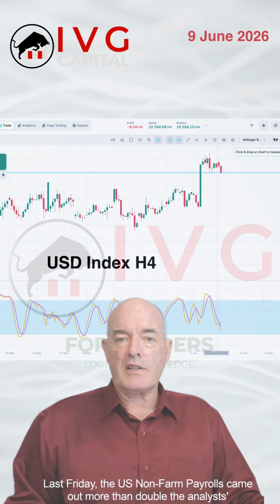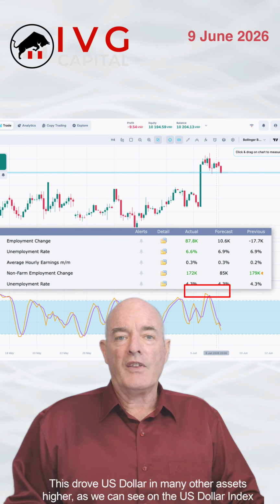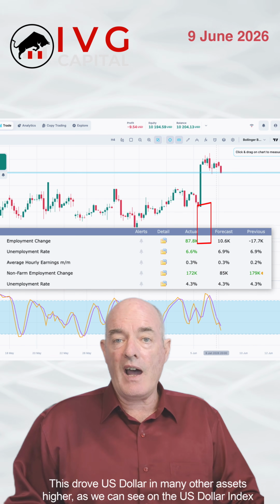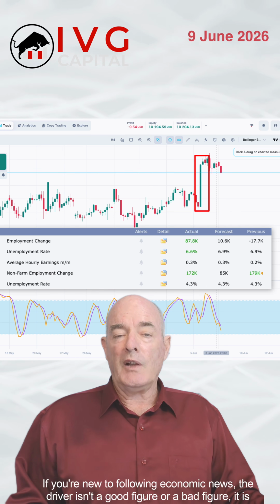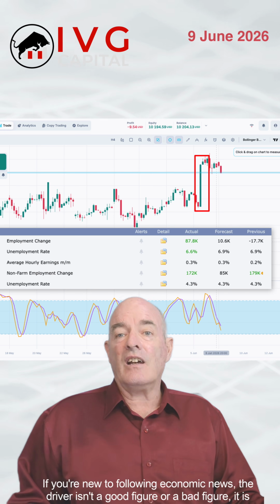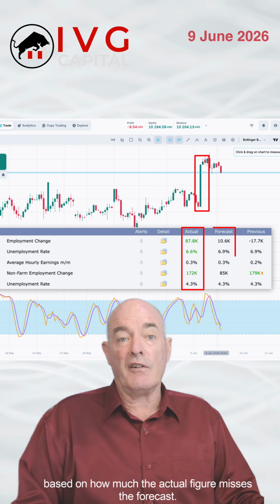Last Friday, the U.S. non-farm payrolls came out and more than doubled the analysts' expectations. This drove the U.S. dollar and many other assets higher, as we can see on the U.S. dollar index chart. If you're new to following economic news, the driver isn't a good figure or a bad figure, it is based on how much the actual figure misses the forecast.